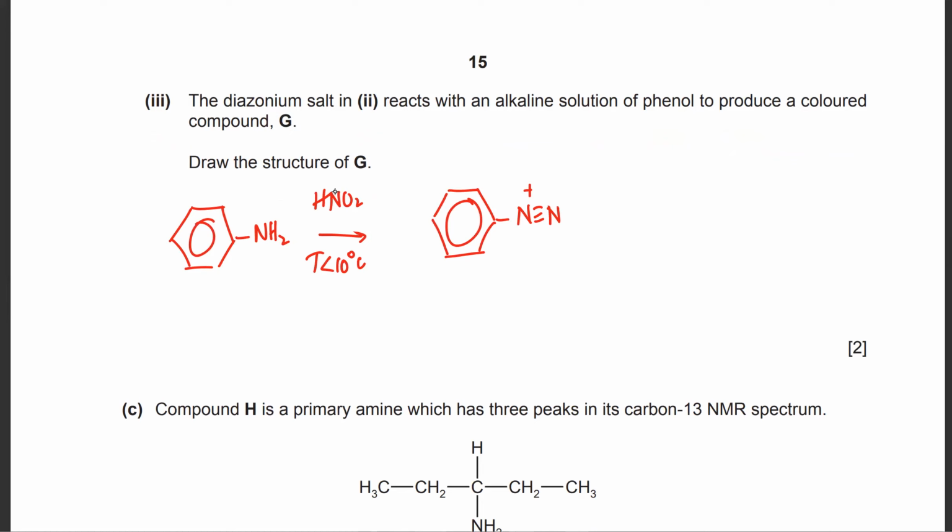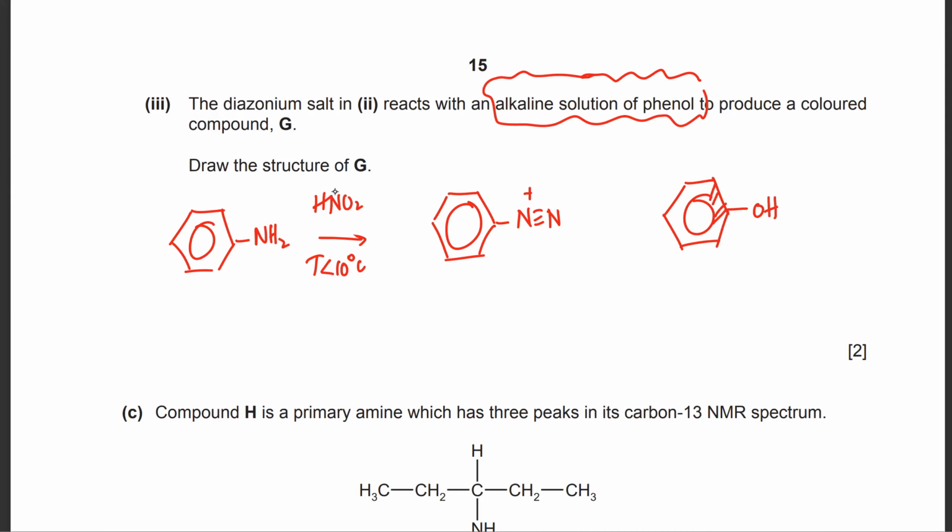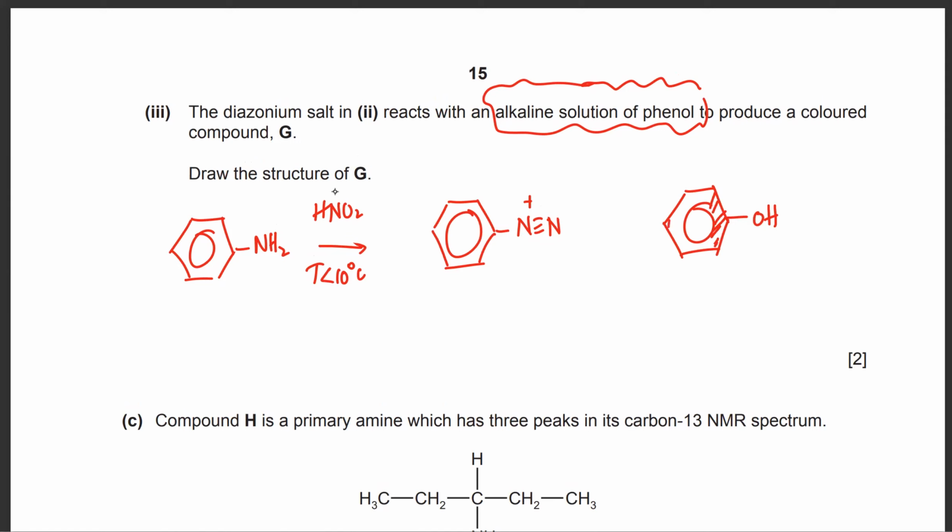Now, the other thing is that it would then react with an alkaline solution of a phenol. So the phenol is an activated benzene with high electron densities at positions number 2, 4, and 6. So the N triple bond N+ will be attracted to it, and the two would end up joining together. And that's the final product that they were looking for.